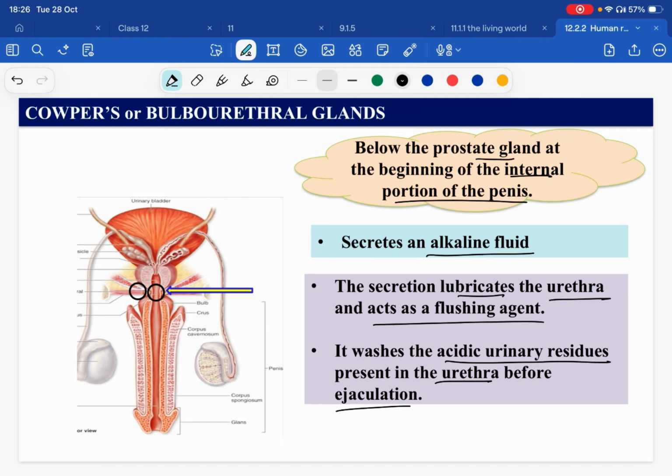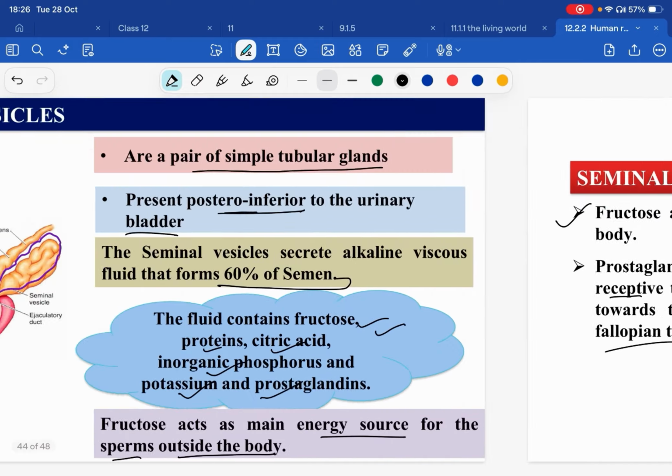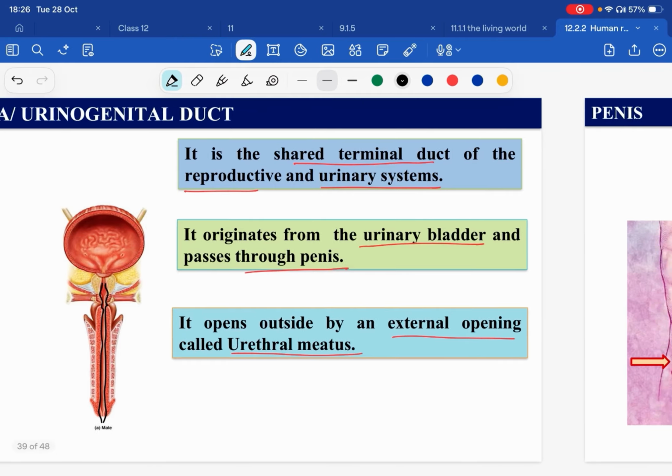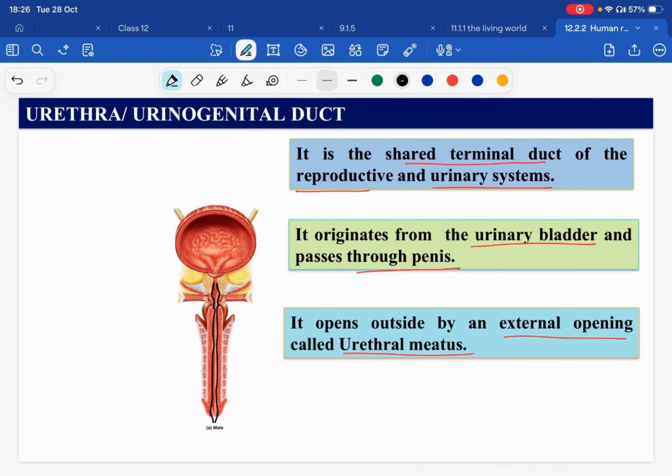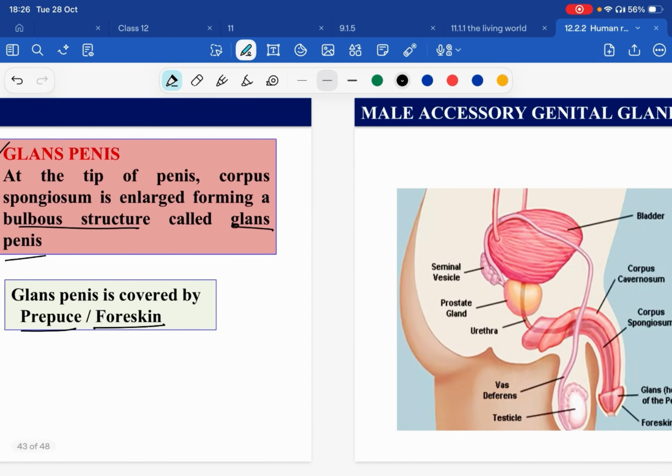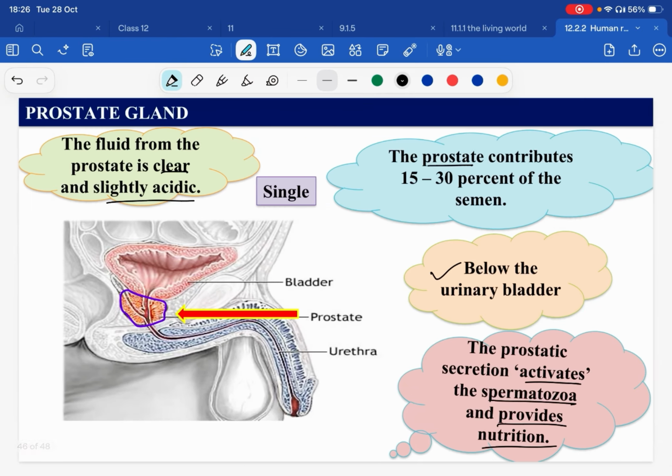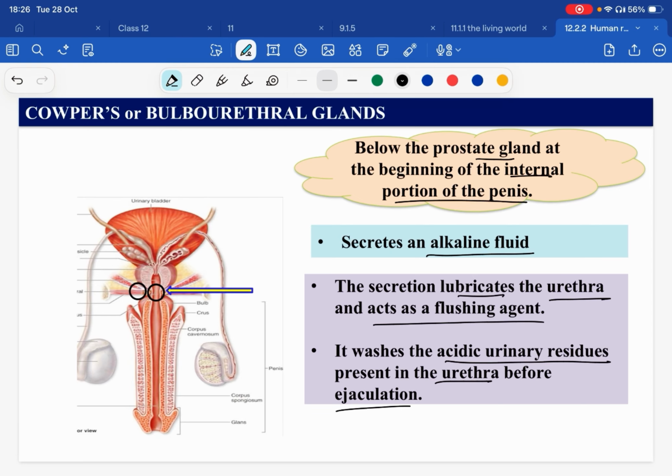See, the urethra is the shared terminal duct of the reproductive as well as the urinary system. So, due to this shared part of the urinary system, there may be a chance of the presence of acidic urinary residue. So the secretion of Cowper's or bulbourethral gland washes that acidic urinary residue before ejaculation.